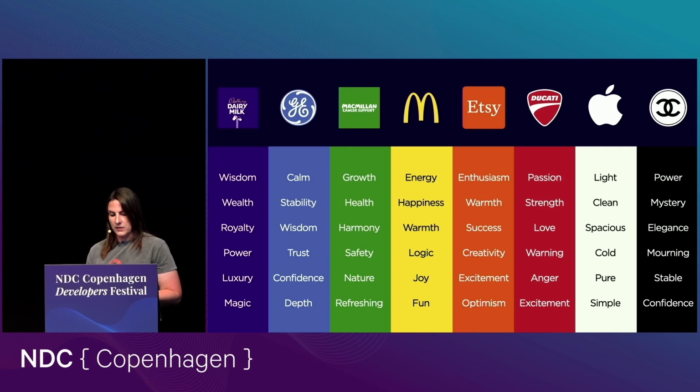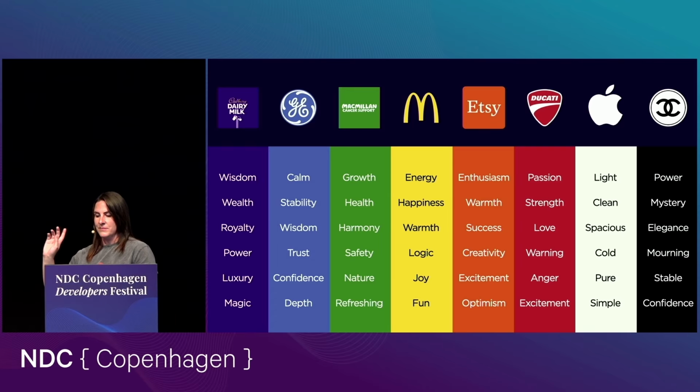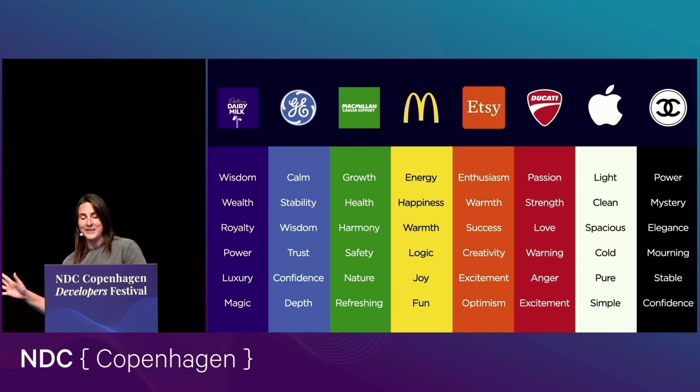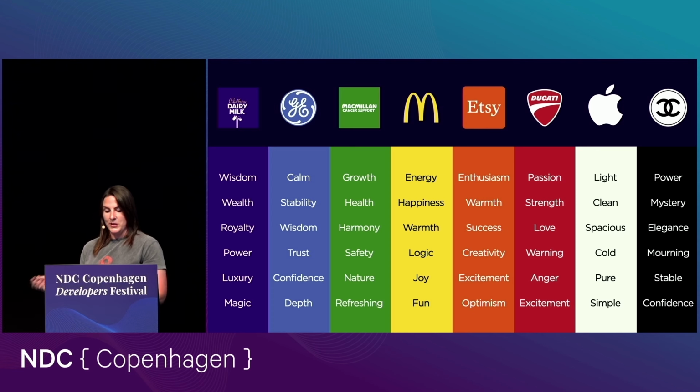You can look at color theory. So color theory explains the type of feelings associated with certain colors. Now, these brands here, they may well have chosen their brand color because of this. I don't know, I didn't work with them. But Dairy Milk might have chosen purple because it's quite luxurious. McDonald's might have gone with yellow because of happiness and Happy Meal, things like that.